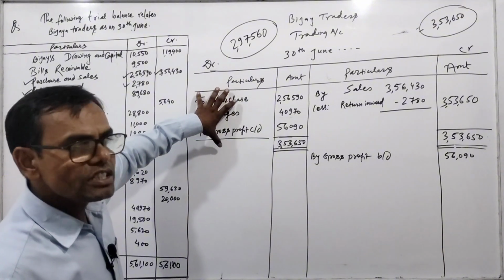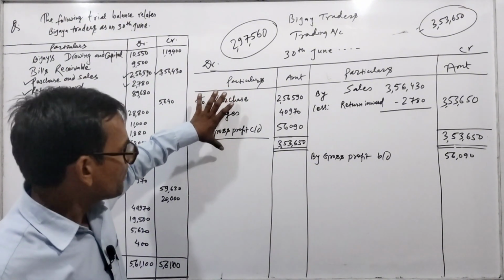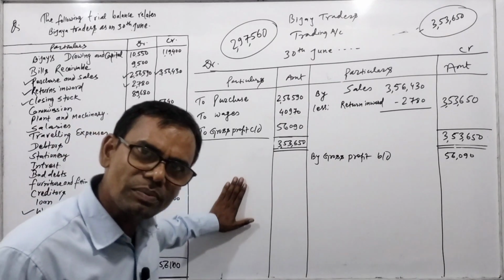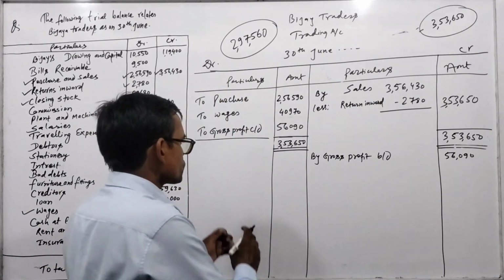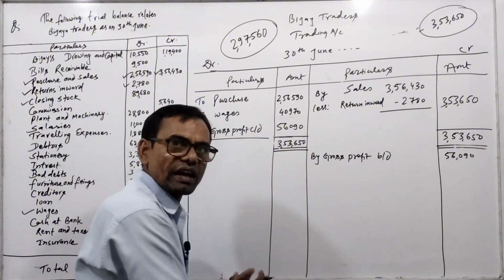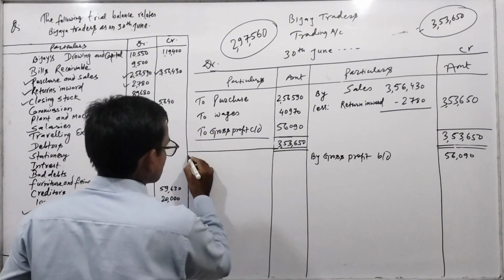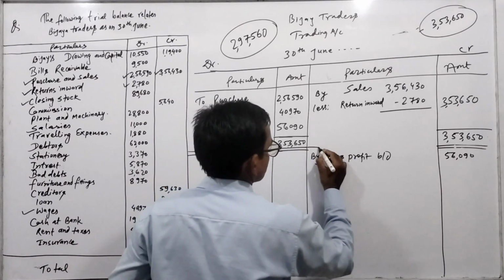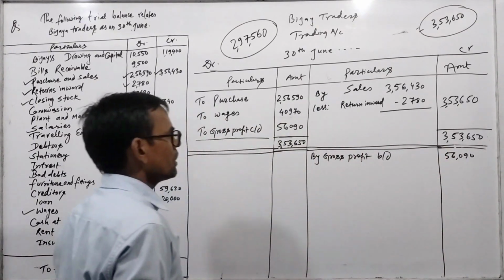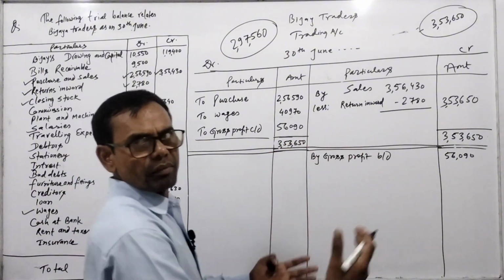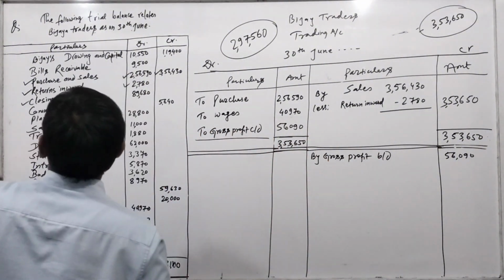Then again let's go and search for the expenditure. Direct expenditure and manufacturing expenditure are recorded in the trading account, but selling and distribution expenses and office and administrative expenses should be recorded in the profit and loss account. So I close this. You can make another format, or you can make it in the same format.